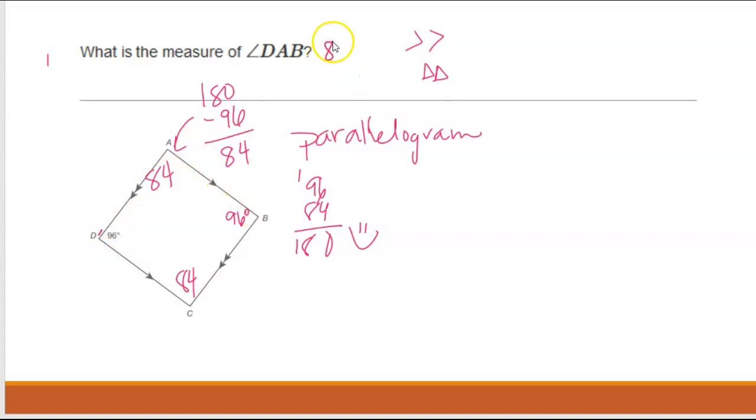So we used a few things here. The markings alone told us that there were two pairs of parallel sides. So we knew it was a parallelogram. Then our brain said, okay, that means opposite angles are equal and consecutive angles are supplementary. So all of those little steps in problem solving got us to that answer.